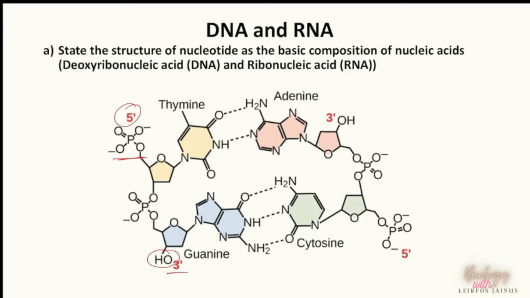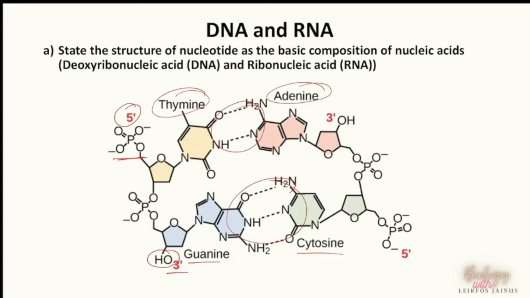In between the nitrogenous bases, thymine and adenine, we have hydrogen bonds: 2 hydrogen bonds between thymine and adenine, and between guanine and cytosine, there will be 3 hydrogen bonds. So this is the polynucleotide or nucleic acid in DNA.